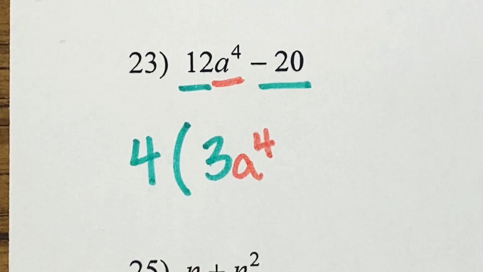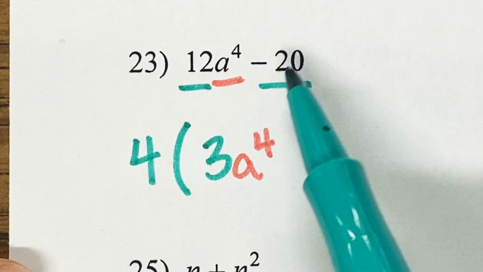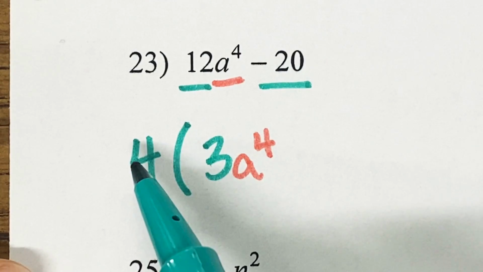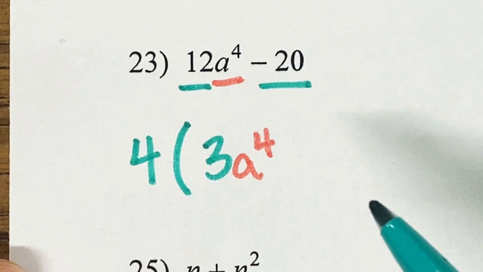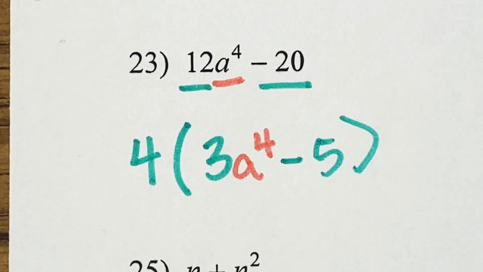Okay, now let's look at our last term. Negative 20 divided by 4. What is that going to give me? Negative 5. You must include the sign. Okay, and there we go.